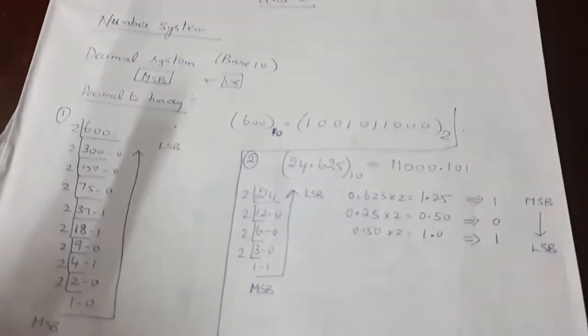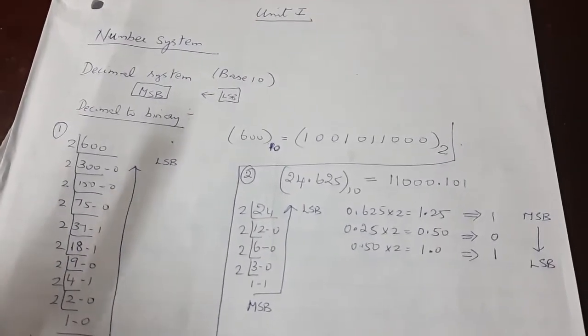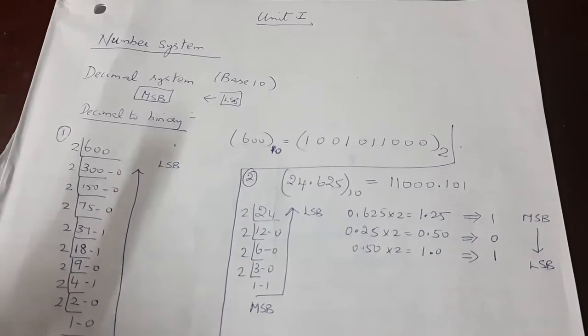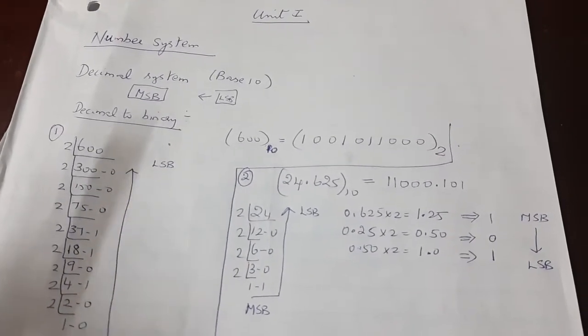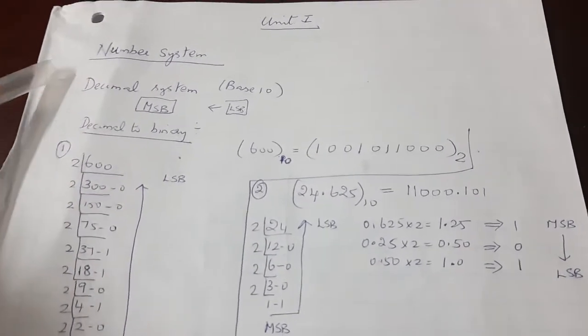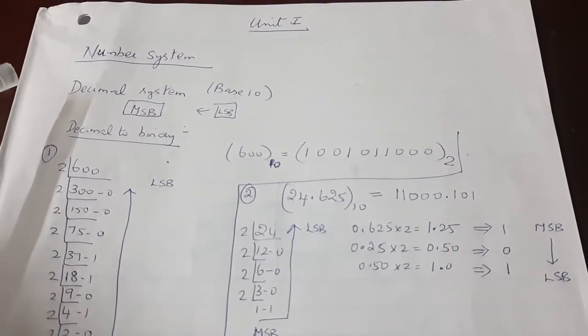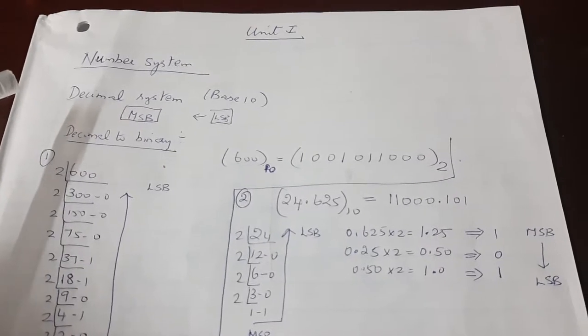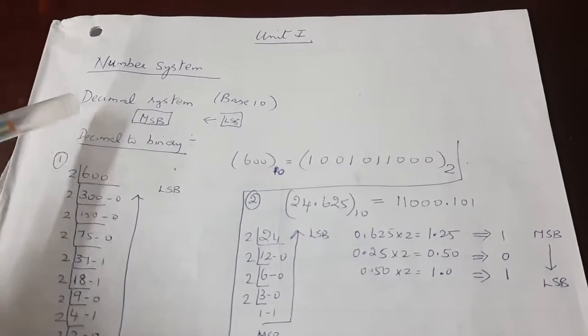Hello students, welcome to the subject Digital Electronics. We are going to start with Unit 1. The basics of digital electronics will start from number systems. So we are going to discuss decimal, binary, octal and hexadecimal number systems.